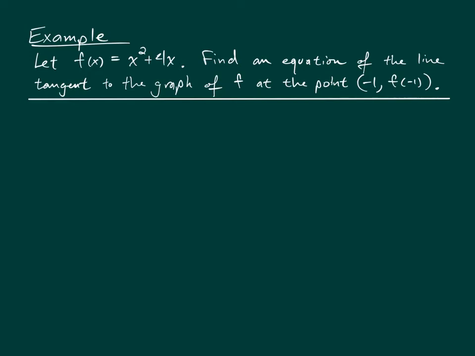Example, let f of x equal x squared plus 4x. Find an equation of the line tangent to the graph of f at the point negative 1, f of negative 1. In order to work through this, we will need to be using the limit definition on how to find the slope of a tangent line. And also, we will need to figure out what is this ordered pair.